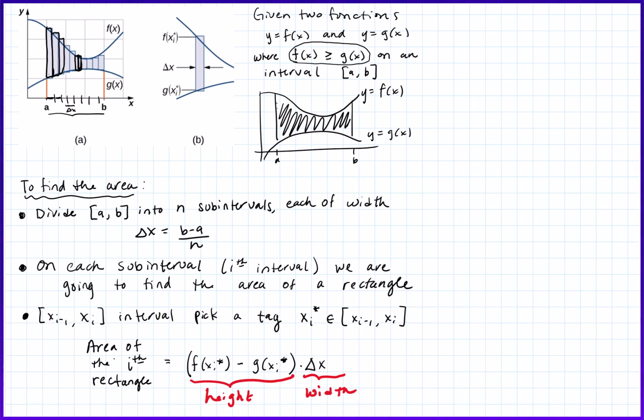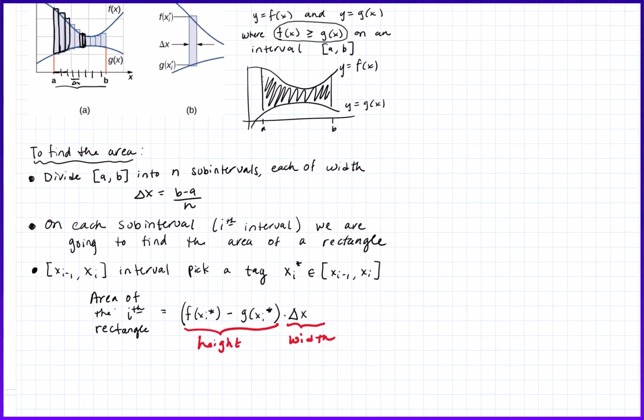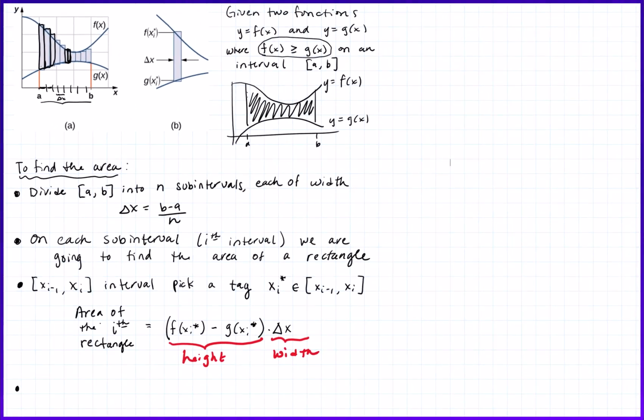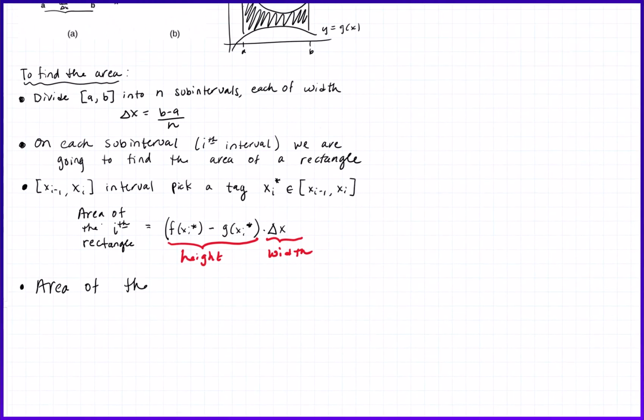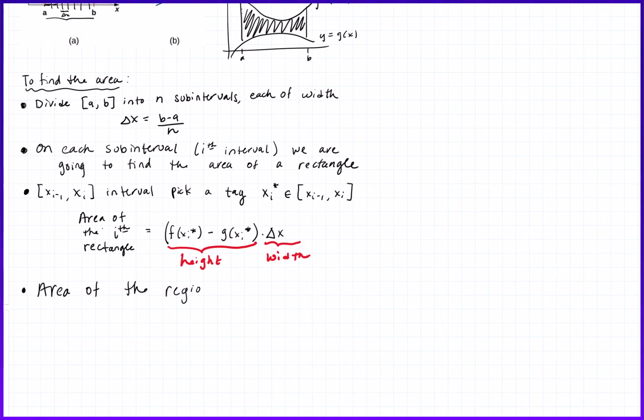Now, how do we actually find the total area? I'm going to go down just a little bit further. Scroll out just a little bit, keep it all up there. How do we find the area of the region? Well, it would be approximately equal to the Riemann sum from i equals 1 to n, if we added up all those rectangles, of f of x sub i star minus g of x sub i star times delta x.